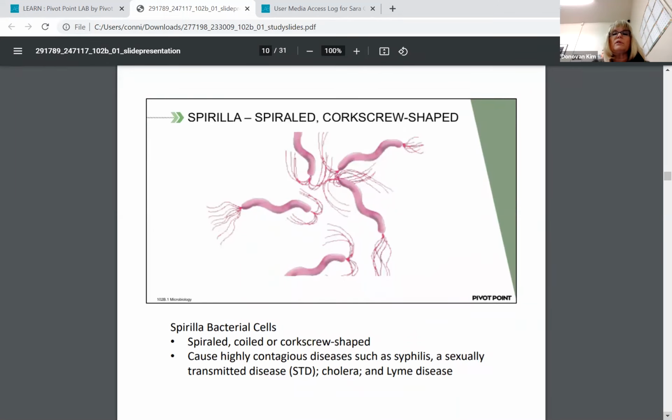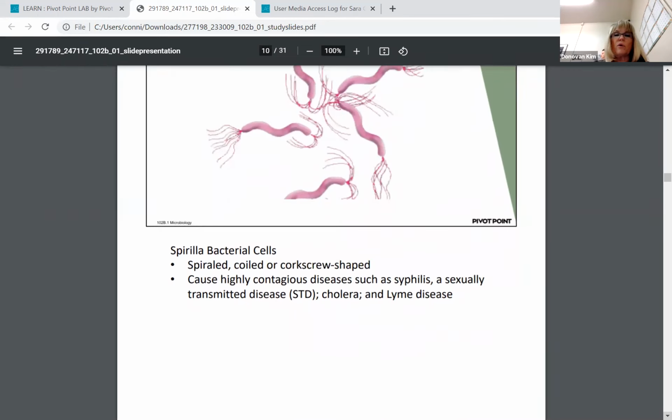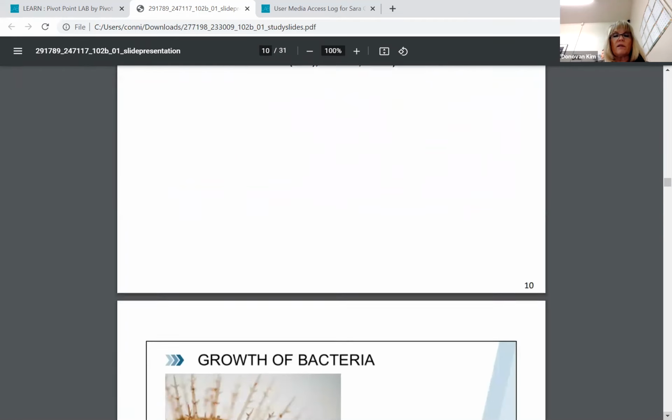Spirilla is spiraled or corkscrew shaped, right? This causes highly contagious diseases such as syphilis, which is an STD, cholera, or Lyme disease. You look at this, you see spirally shaped. So spirilla, corkscrew, syphilis, cholera, Lyme disease, that's what it causes.